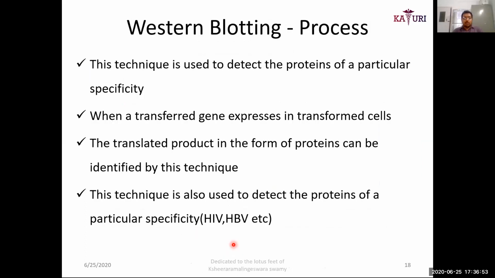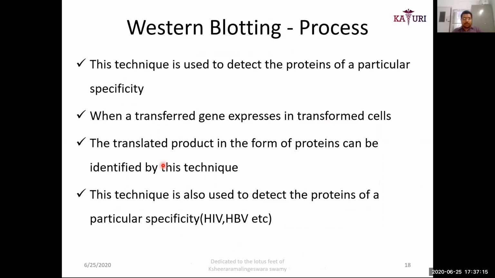Next, coming to the next process, Western blotting. This technique is used to detect a protein rather than DNA or RNA. For example, if you have to synthesize a protein from a cell, you try to insert a gene by genetic engineering, and you want to find out whether the cell has given the protein or not. Then you go for the Western blotting technique.